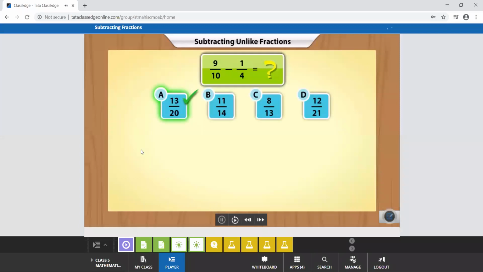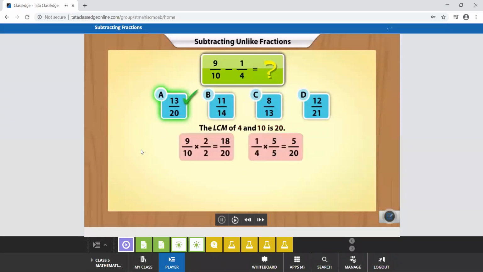Brilliant! To subtract 1 by 4 from 9 by 10, we first find the LCM of 4 and 10, which is 20. We then convert these fractions to equivalent fractions with denominator 20 and subtract them. So, the correct answer is 13 by 20.